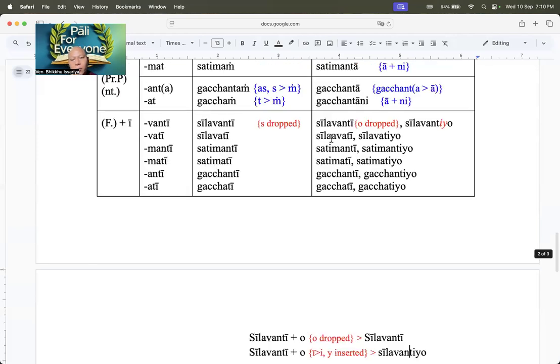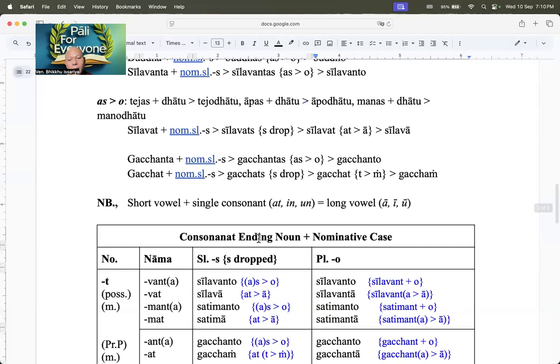Like silavatī, silavatiyo, satimantī, satimantiyo, satimatī, satimatiyo, and gacchantī, gacchantiyo, and then gacchatī, gacchatiyo. You see? The same changing in this way. Okay, so now we finish those ending in the 'ta'.